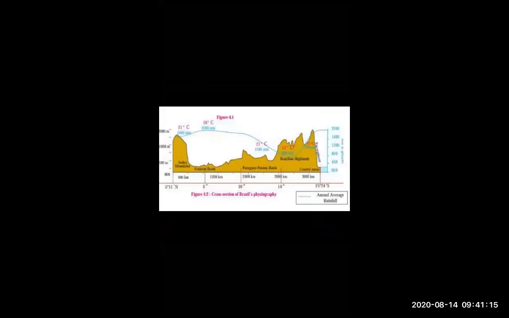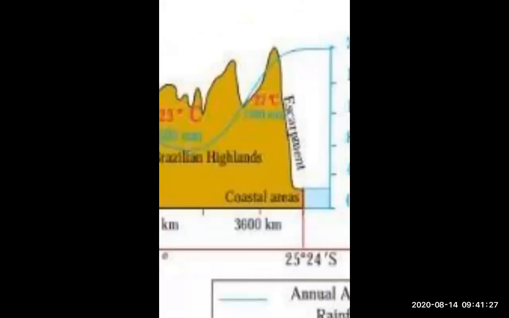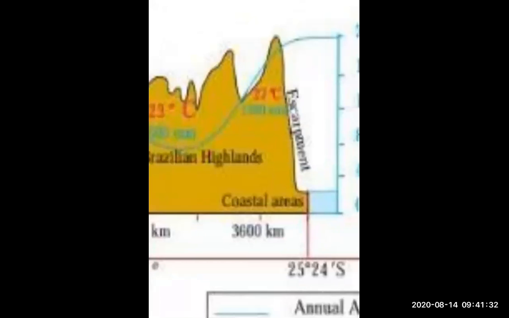Okay. After that, I hope till here you understand. Okay, so we now go to the next part, that is cross physiography. Just look at this, students. This is the escarpment area. This is the escarpment area. Here the temperature is 27 degrees Celsius.